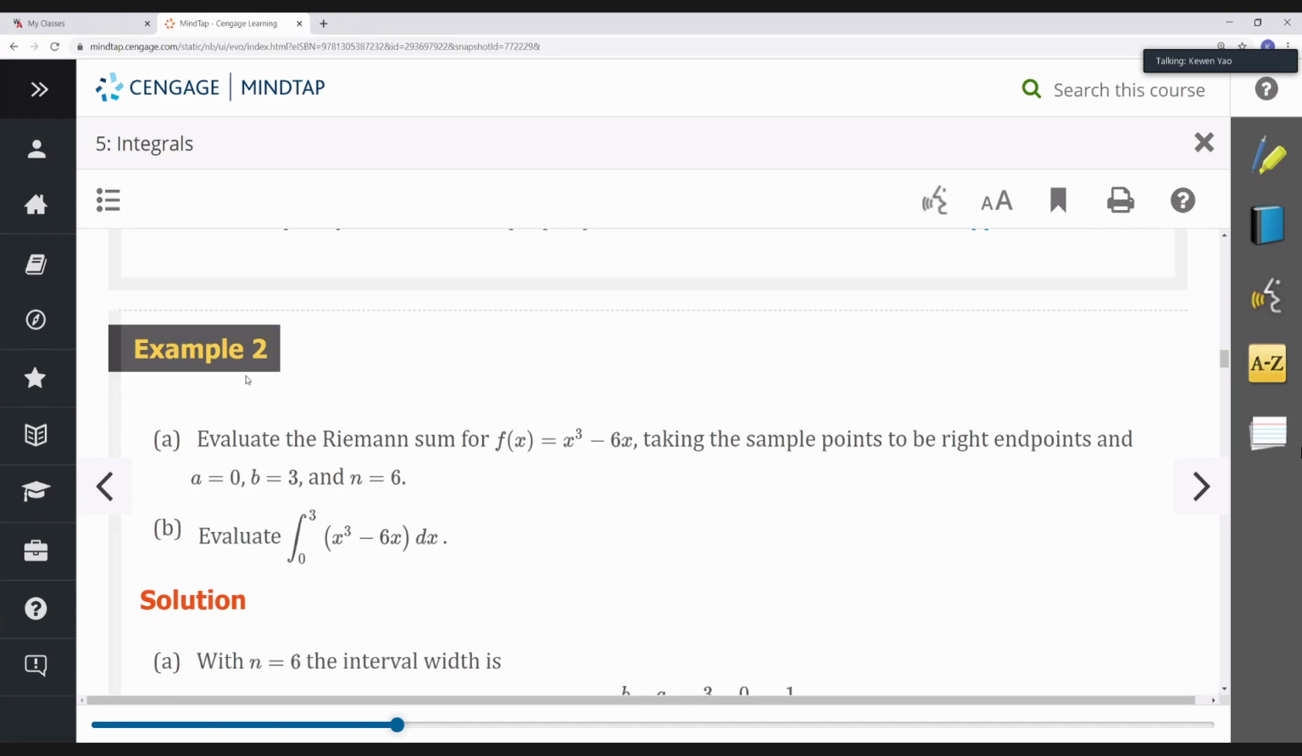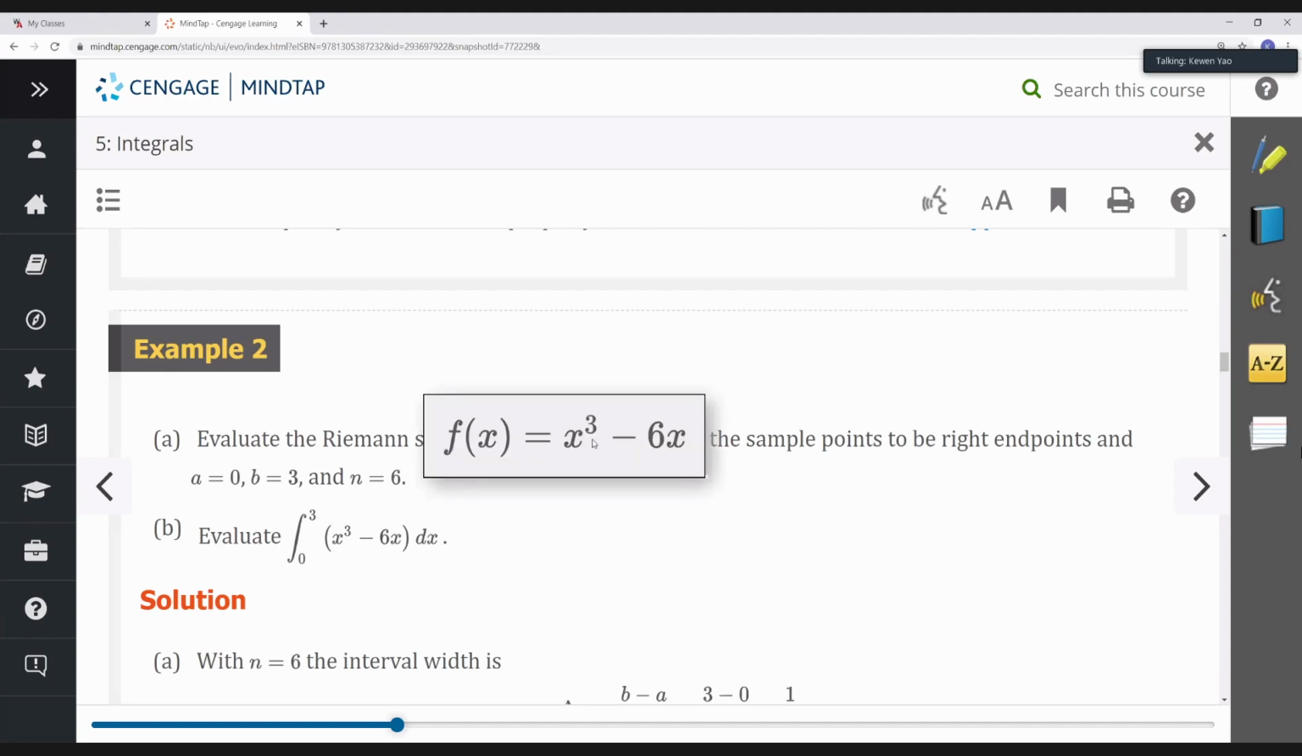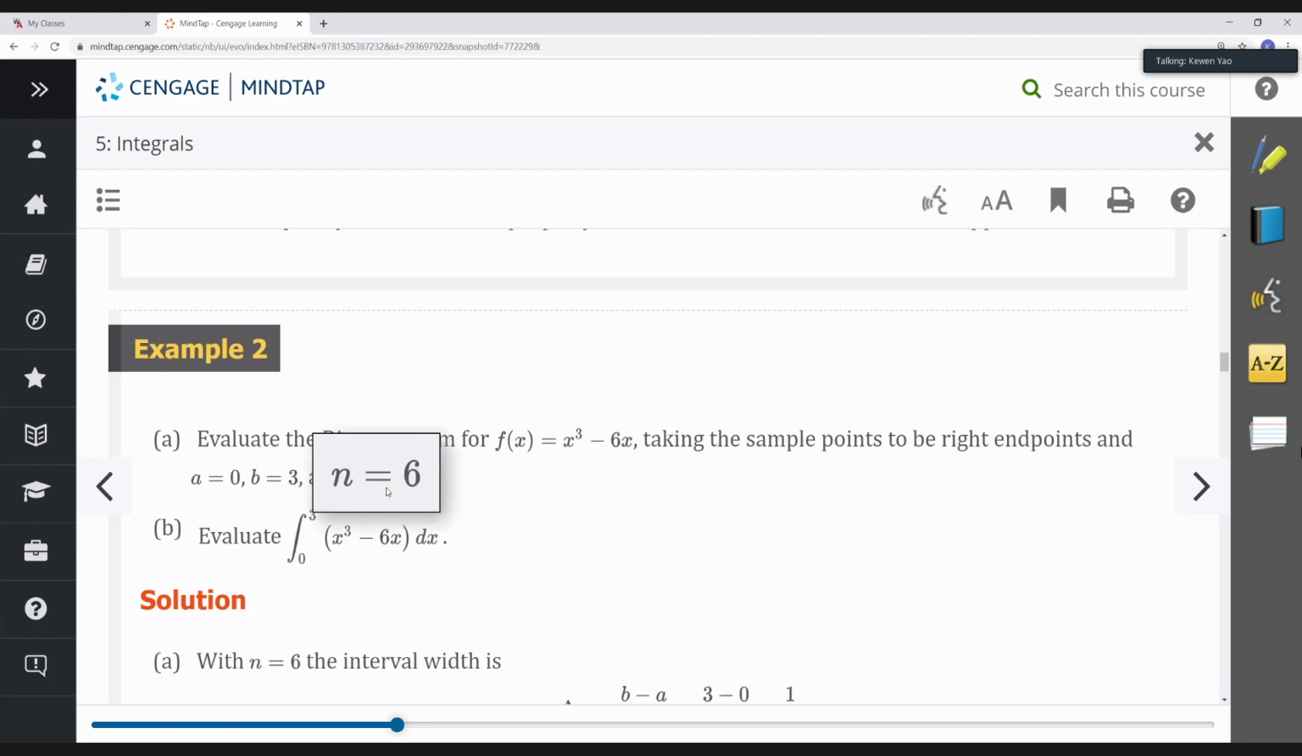Evaluate the Riemann sum for f(x) equals x cubed minus 6x. This is a cubic function. Now you take the sample points to be right-hand points, starting with a equals 0, b equals 3, n equals 6. What does n equals 6 mean? You have to divide the interval [0, 3] into 6 equal parts. Now you have to evaluate the integral from 0 to 3 of x cubed minus 6x. First, let's evaluate the Riemann sum for this function.